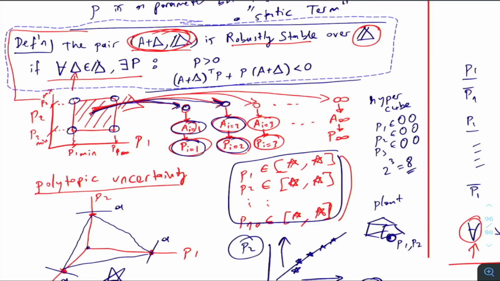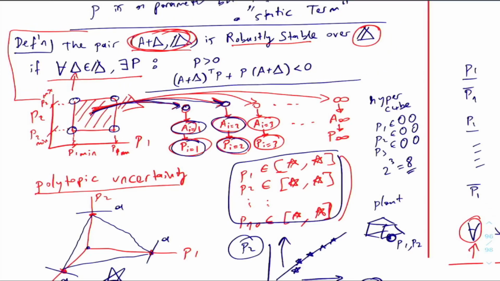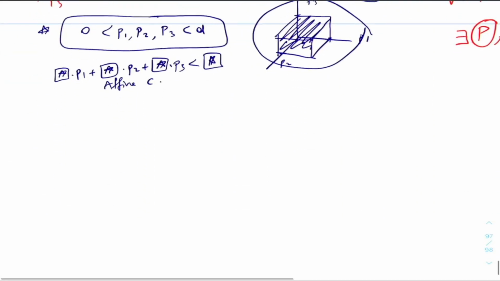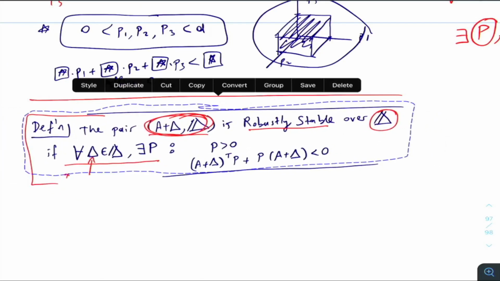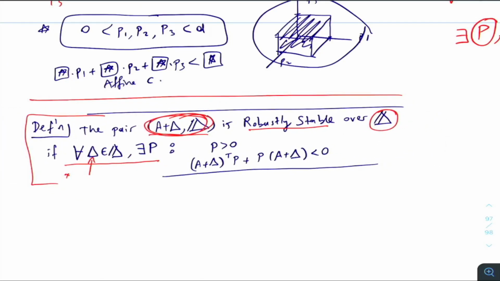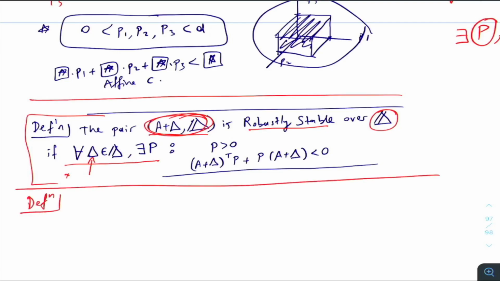Okay, copy. Okay, paste. All right, this was the robust stability. Here, the definition, and the pair, again the same notation, right?